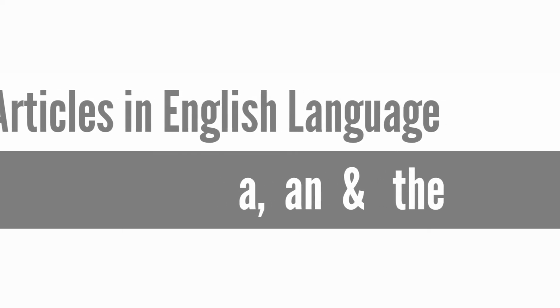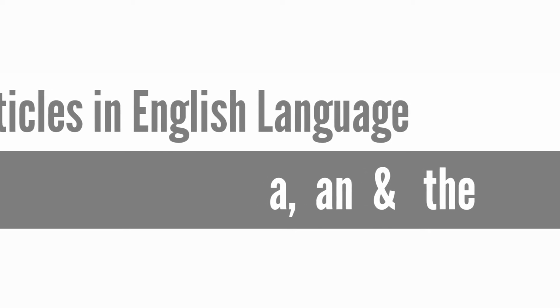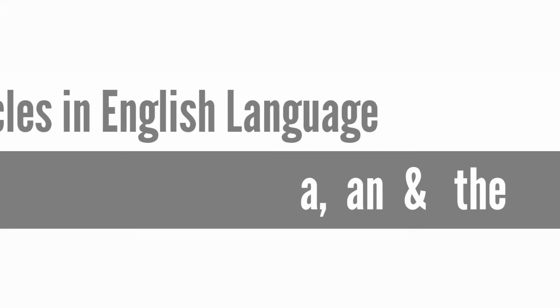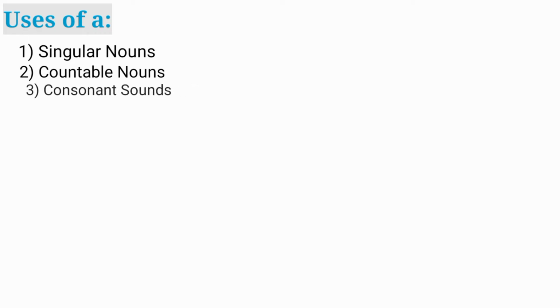Today we are going to talk about the uses of articles. Now what are articles? A and The are called articles in the English language. So let's talk about the uses of A. Number 1. We use A with singular nouns. Number 2. We use A with countable nouns. Number 3. We use A with those words which sound like a consonant at the beginning.